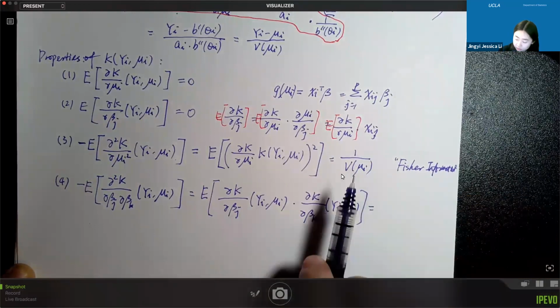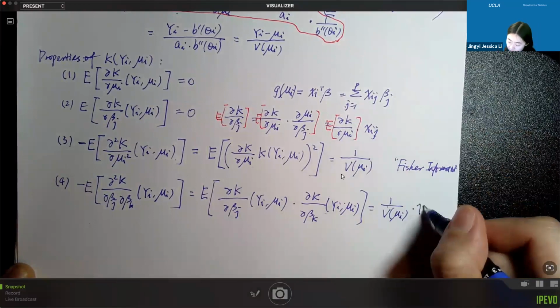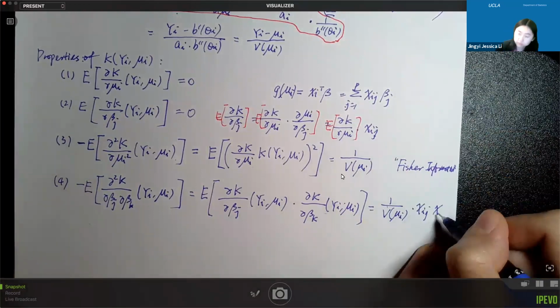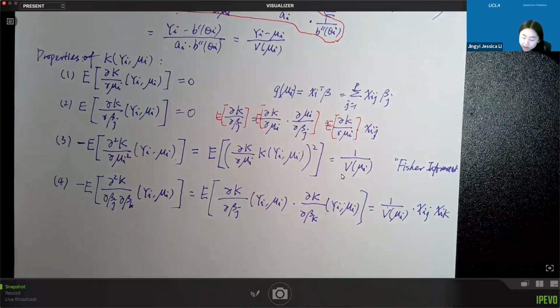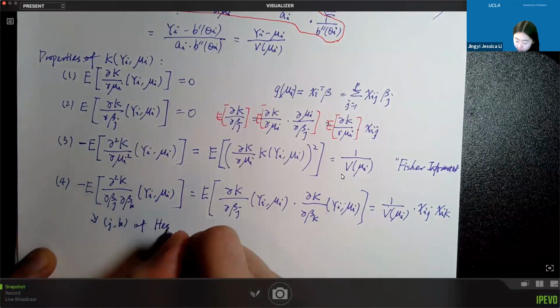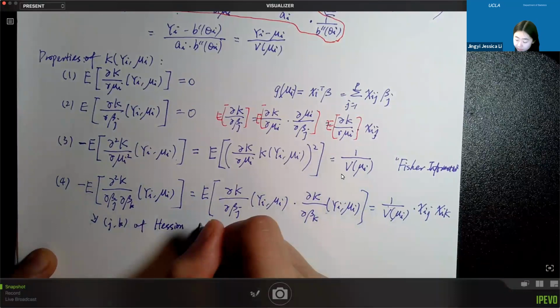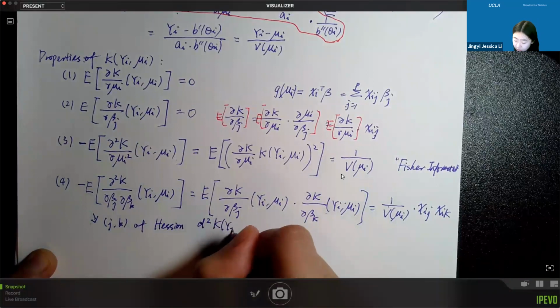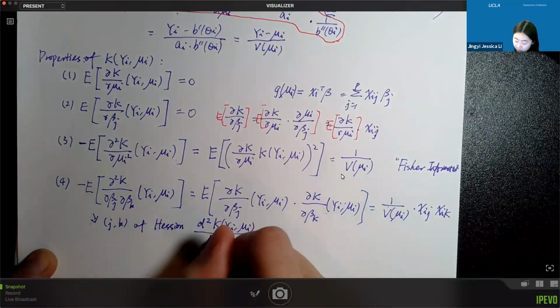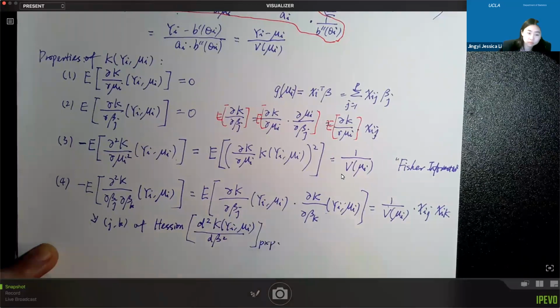So finally, this result will be 1 over v of mu i, and we'll have x_ij, x_ik. Okay, so that will be the jkth entry of the Hessian. That is, we can write it as probably d square k of yi, mu i over d beta square, right? This itself is a p by p matrix.